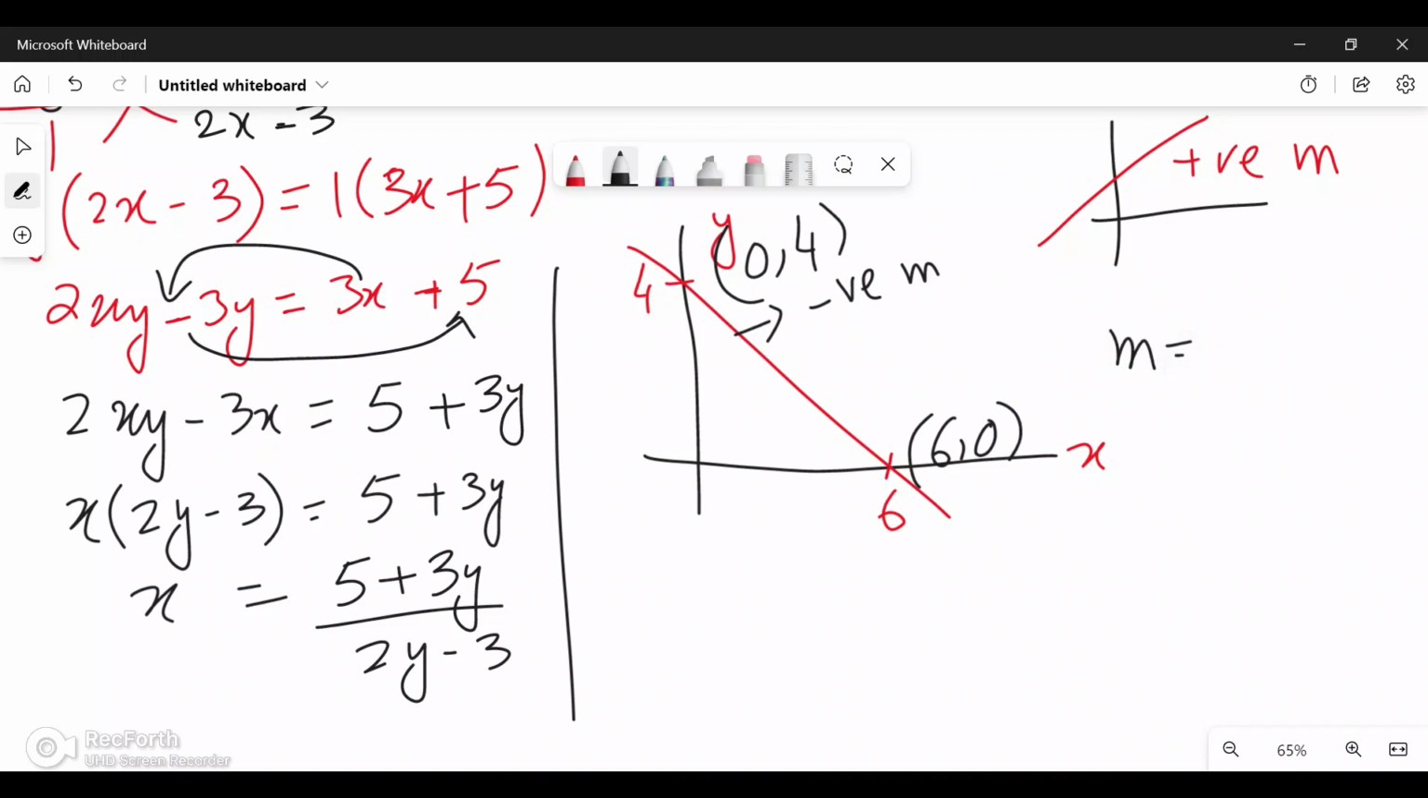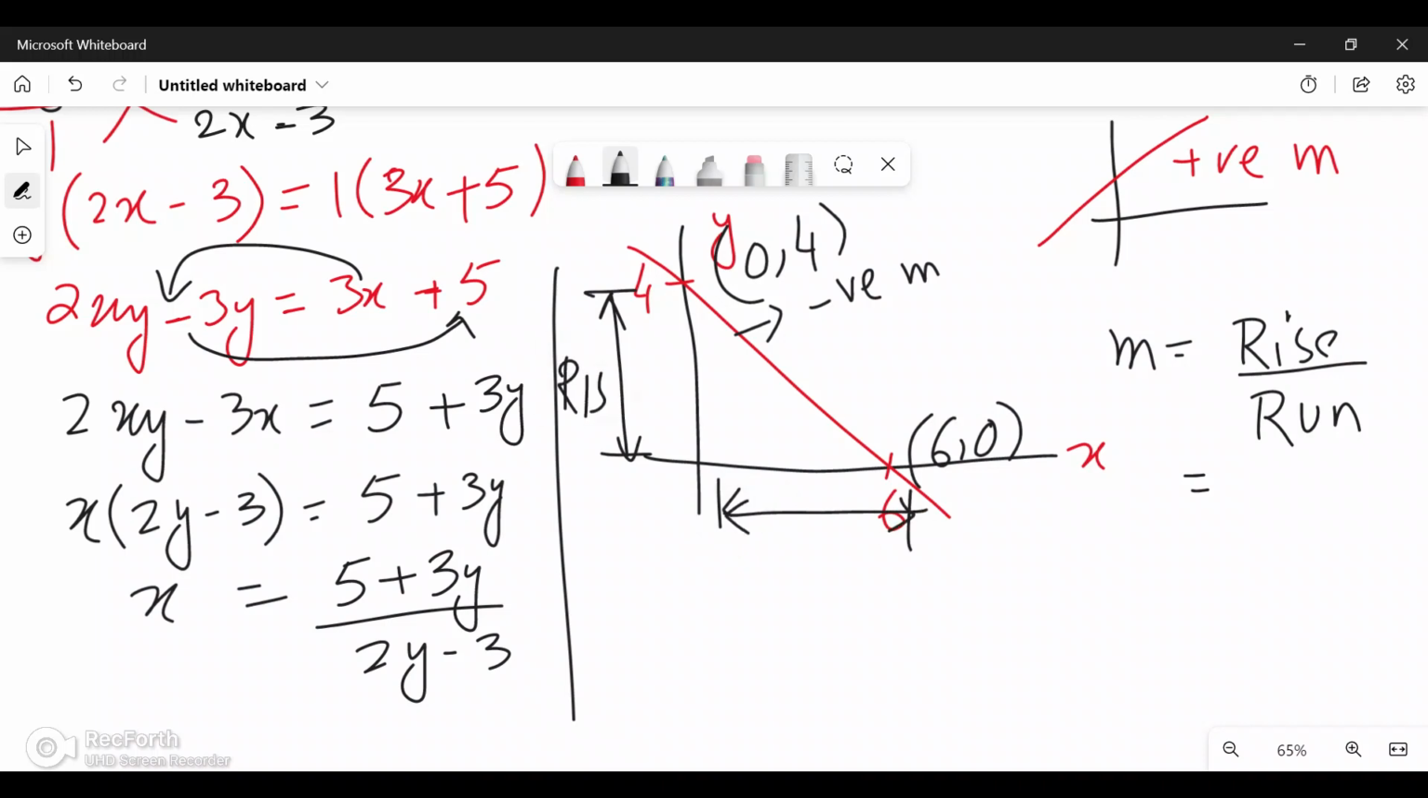Okay, if the graph is provided to you and you're asked to find the gradient, just write rise over run. Through the graph, you can write the value of the gradient by writing the ratio between rise and run. Horizontal distance and vertical distance. Vertical distance is always called rise. This is called rise, and horizontal distance is called run. So in this case, rise is 4 and run is 6.